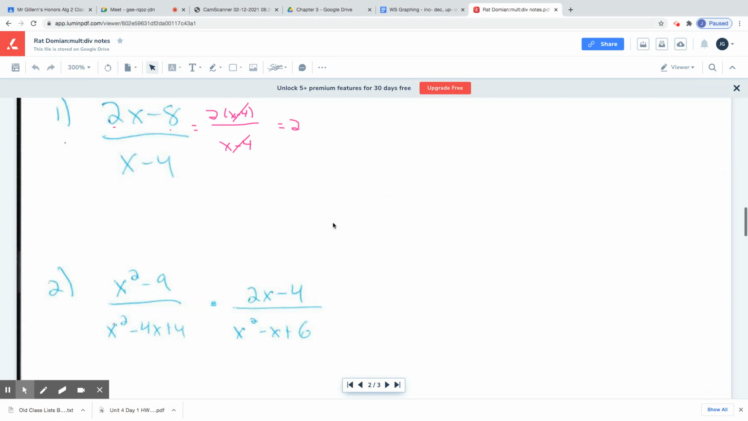You multiply across the top, you multiply across the bottom. But what we're going to do here is we are going to have to simplify each part first, and then we're going to see if we could cancel things out.